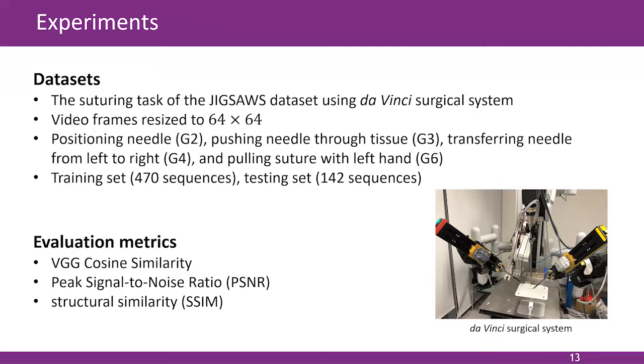We employ three metrics to evaluate the performance of different methods. VGG cosine similarity uses the output vector of the last fully connected layer of a pre-trained VGG neural network. PSNR generally indicates the quality of reconstruction, while SSIM is a method for measuring the perceived quality.